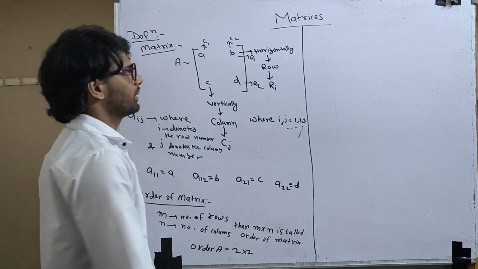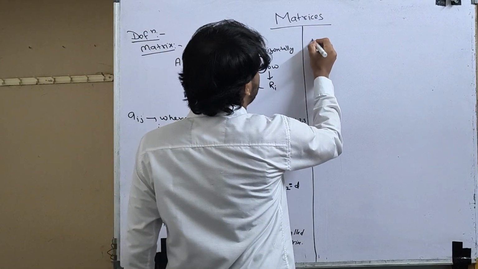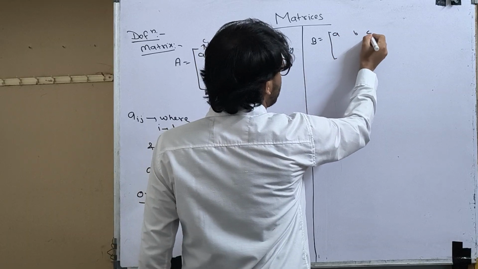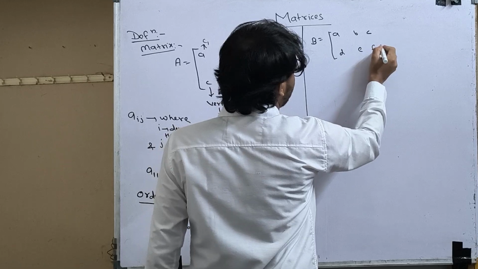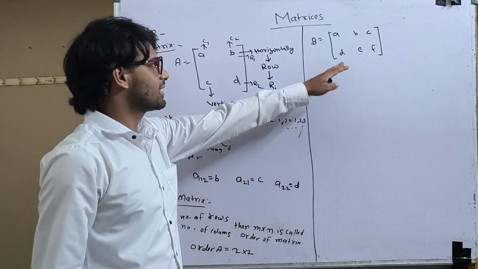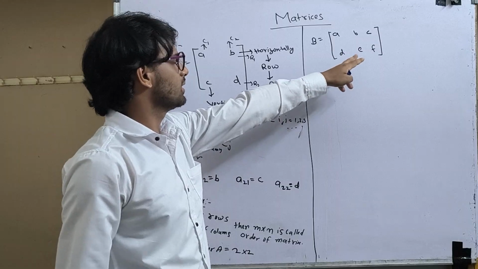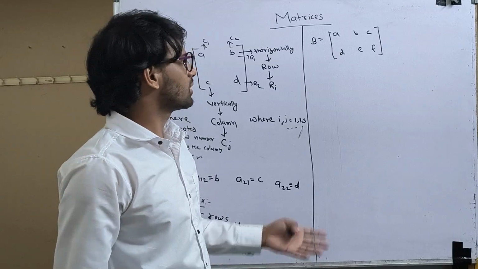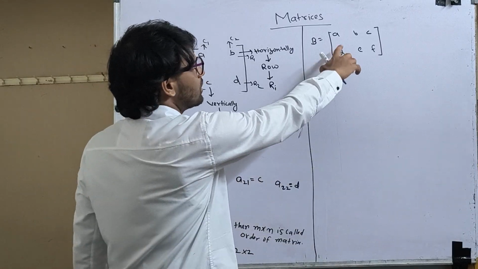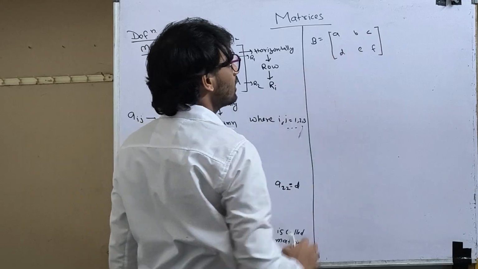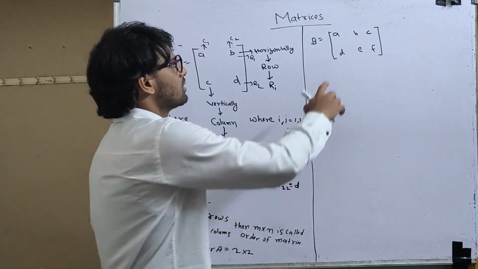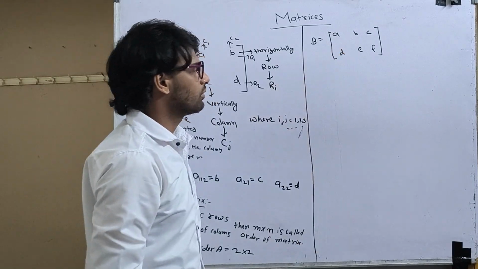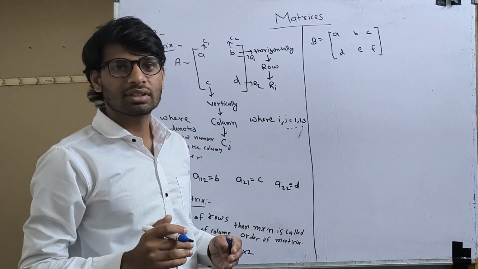Take another example. This is my B matrix with elements A, B, C, D, E, F. See this matrix. How many rows and how many columns? This is C1, this is C2, this is C3, so there are 3 columns. And there are two rows, R1 and R2. The number of rows is 2 and the number of columns is 3.